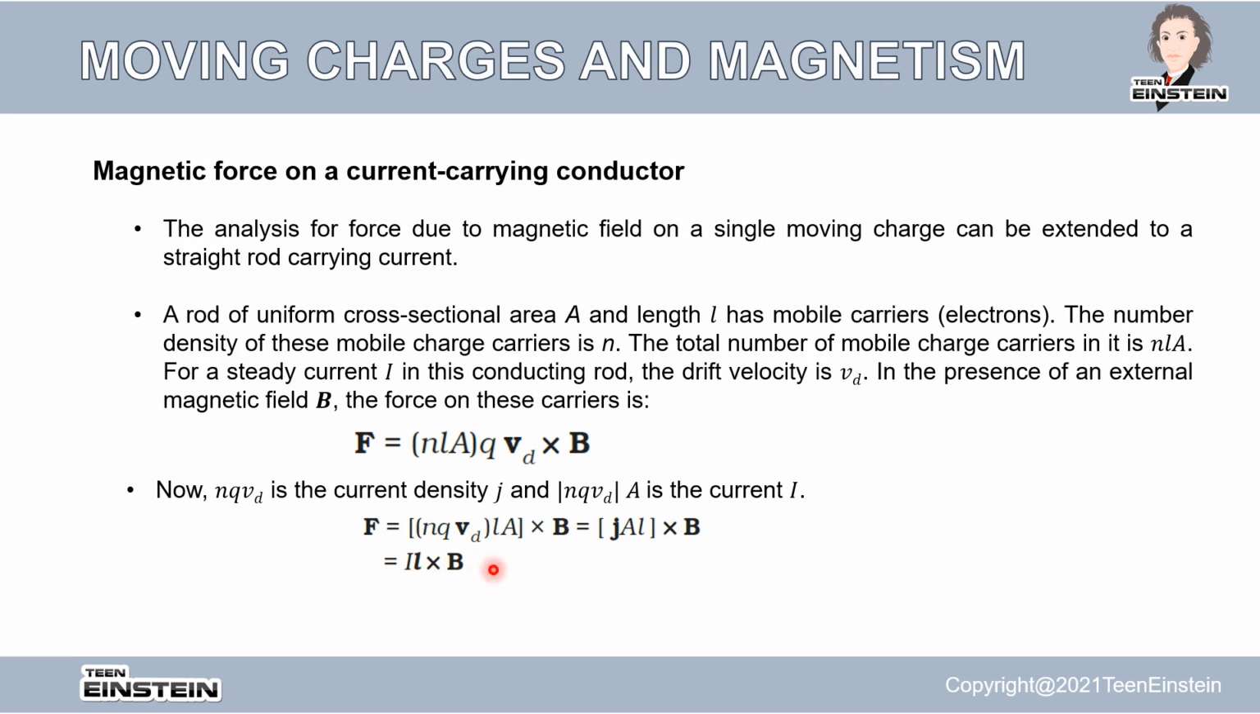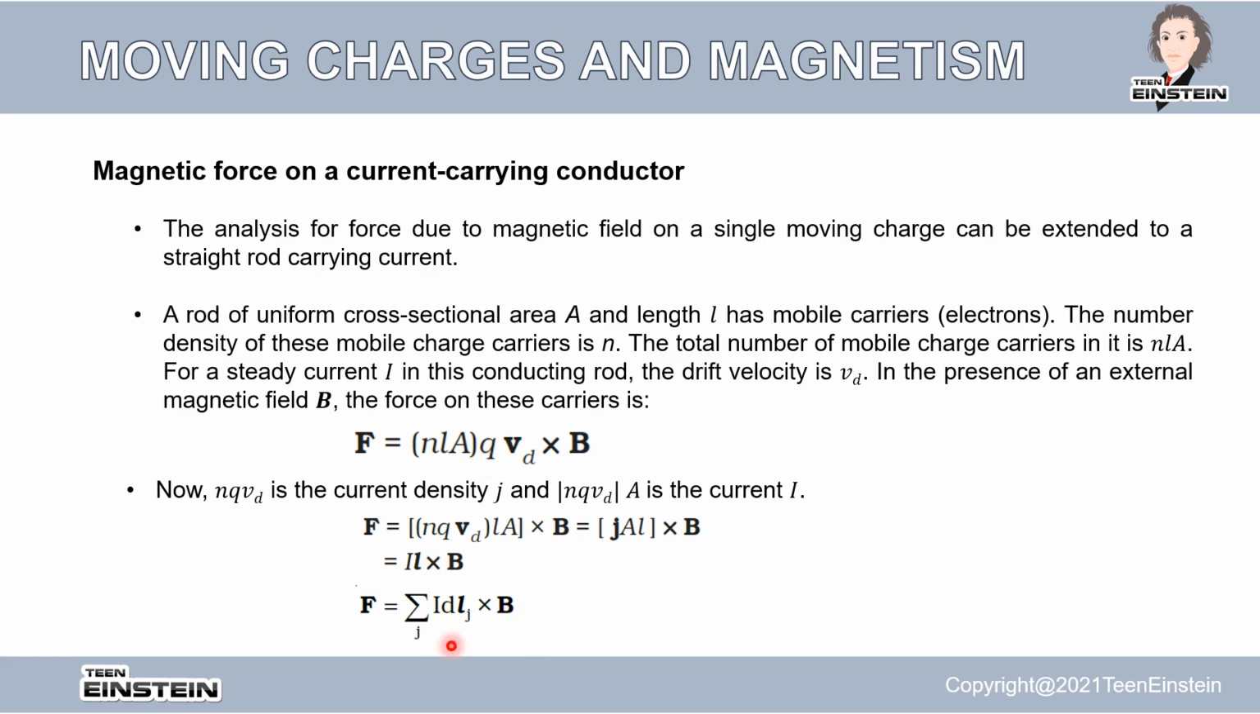If you look at this equation, F equals I L cross B, it is very similar to q v cross B. Instead of q, you have I, instead of v, you have L, and the B remains the same. So this is the force exerted by the magnetic field on a current carrying wire, because it has a large number of carriers.